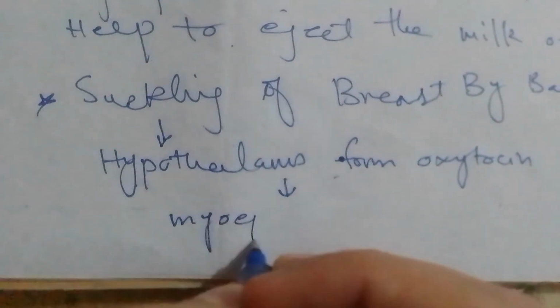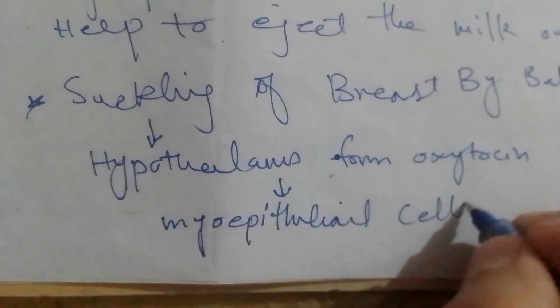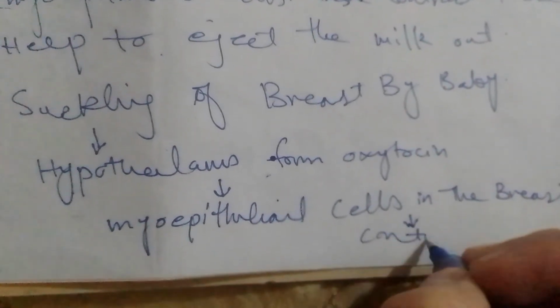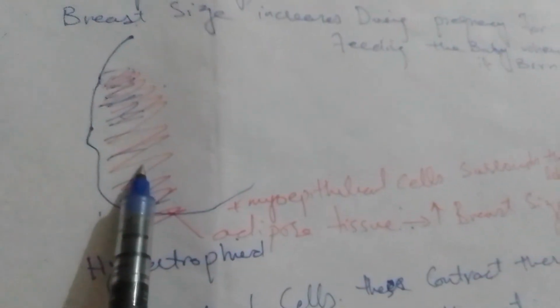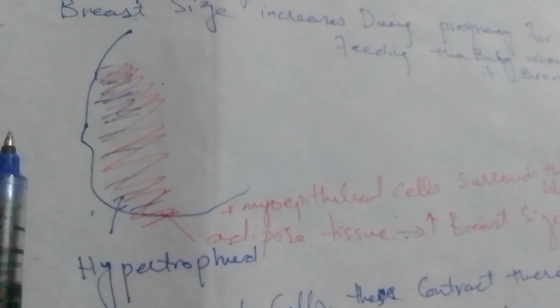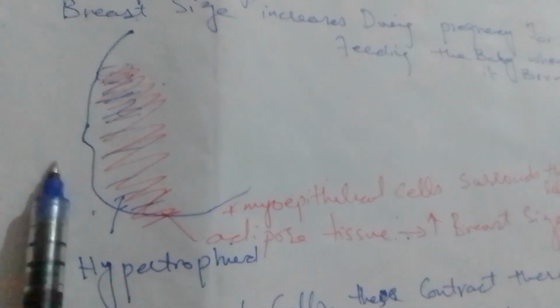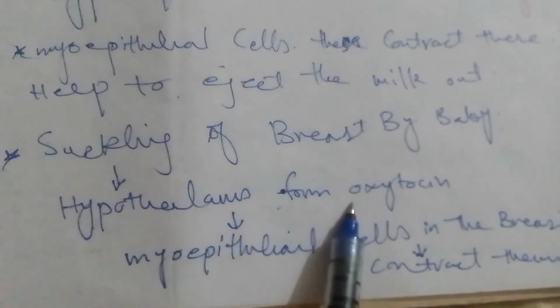Myoepithelial cells in the breast then contract by this oxytocin, and this contraction of myoepithelial cells contracts the lobules, and then these lobules cause the ejection of the milk. So the main stimulus is again the baby sucking the breast of the mother.